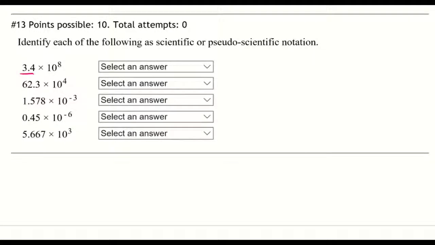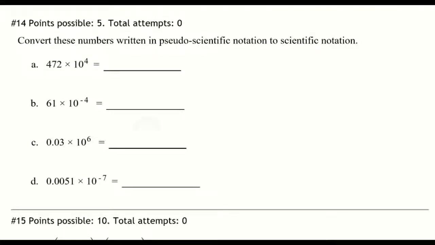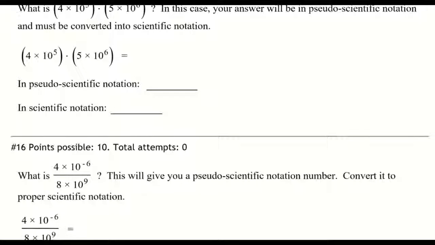So some people use pseudoscientific notation. Scientific notation only has one number in front of the decimal. Pseudoscientific can have any other amount. To change pseudoscientific to scientific, I would need to make sure there's only one number in front of the decimal. So here we have 4.72 times 10 to the 6th.